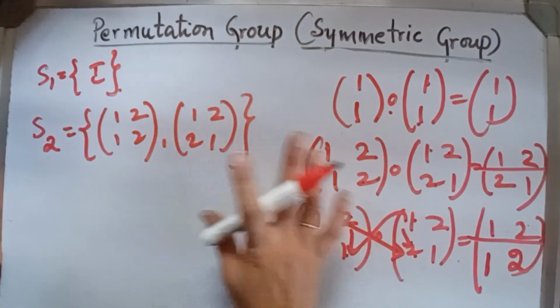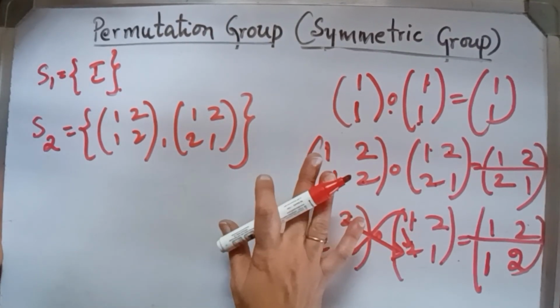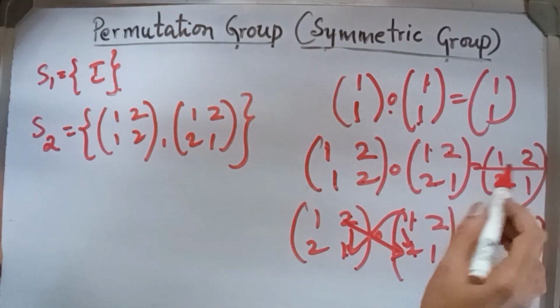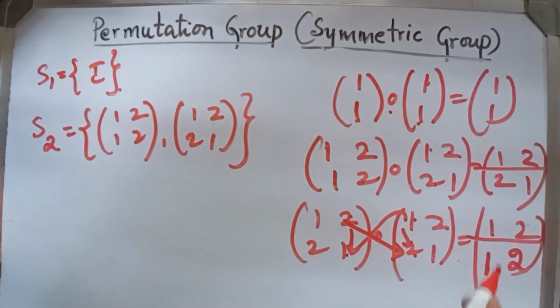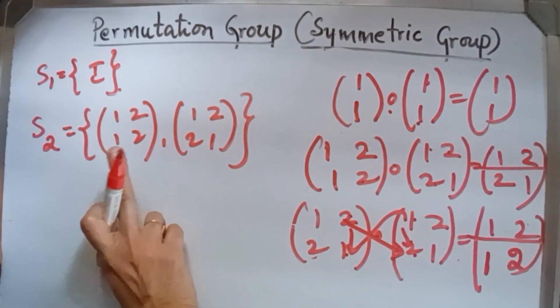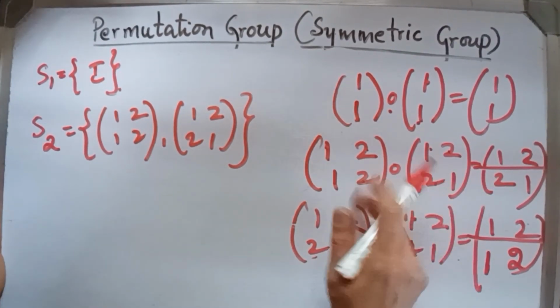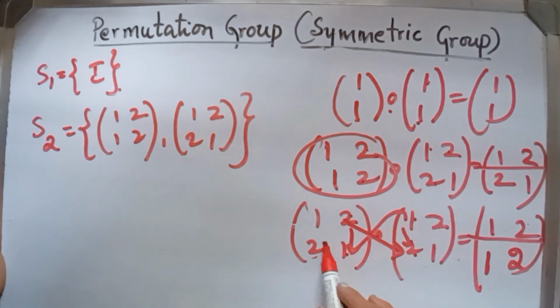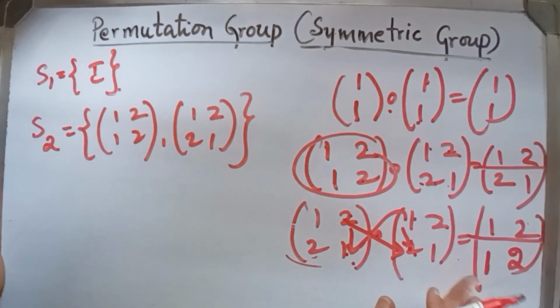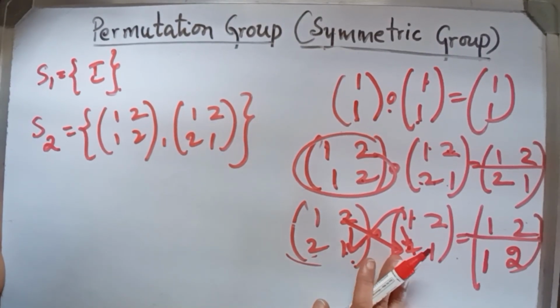The given elements of the set, the n symbols I told. Here there are two symbols. Then where they go after mapping, that you have to write below by applying this composition operation. You can check it satisfies the closure law, and identity is this element itself. The inverse of (1 2; 2 1) is itself. Therefore, yes, these are groups with respect to composition as the group operation.